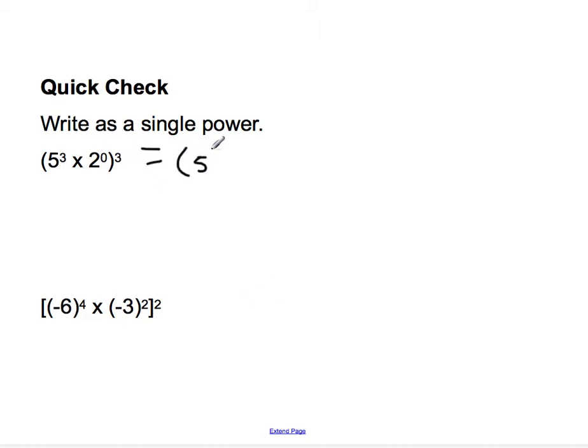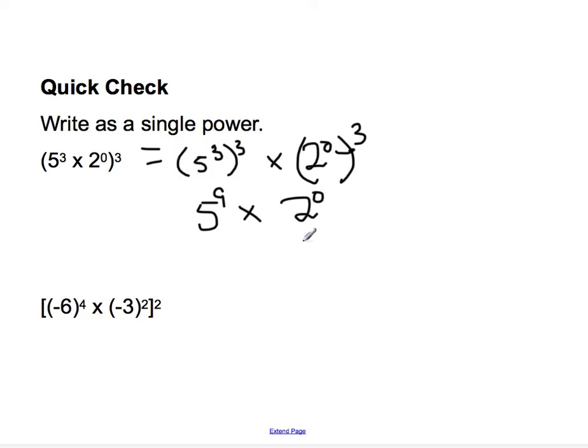Okay, welcome back. So (5 to the power of 3) to the 3 times (2 to the power of 0) to the 3. Now I have a double power on both of them. So I have 5 to the 9 times 2 to the 0 times 3, which is 0. And this is an exponent law, you guys. So we're going to write this as 5 to the 9 times 1, which is 5 to the 9. Now I'm just going to make a correction here. I just want you to write it as a power, not as a single power.